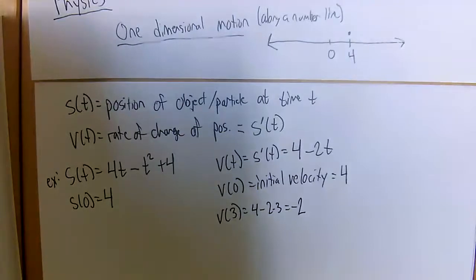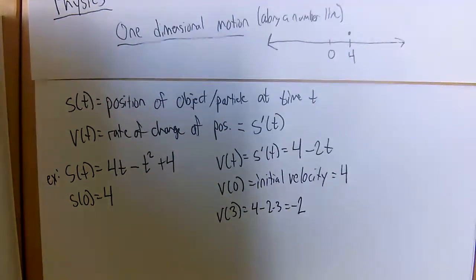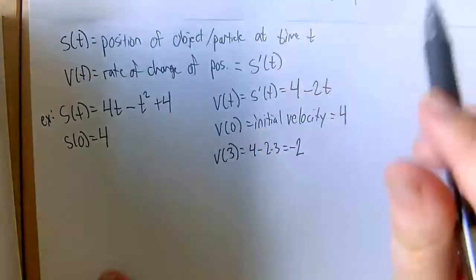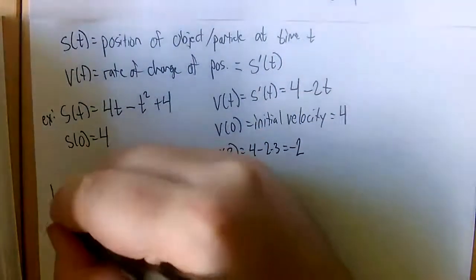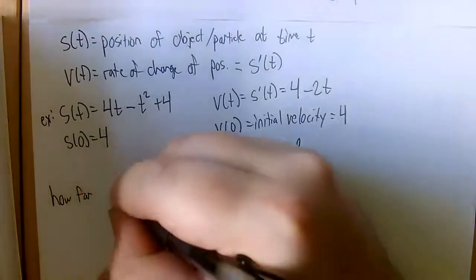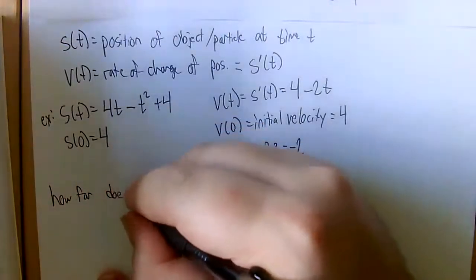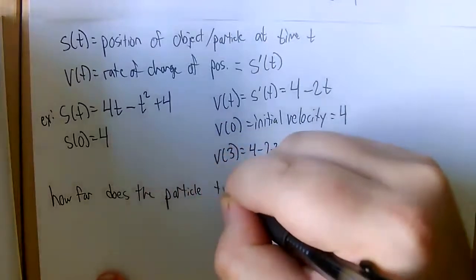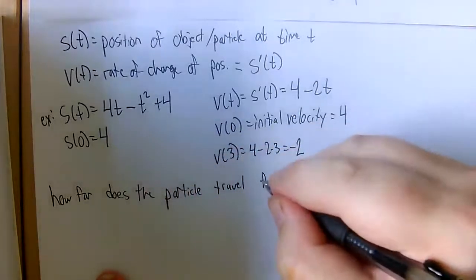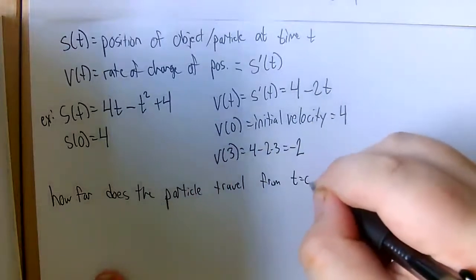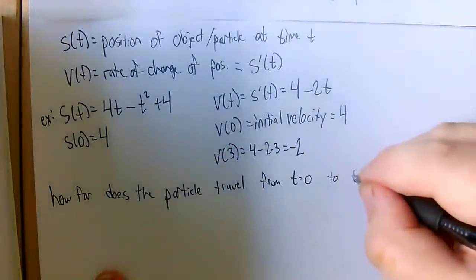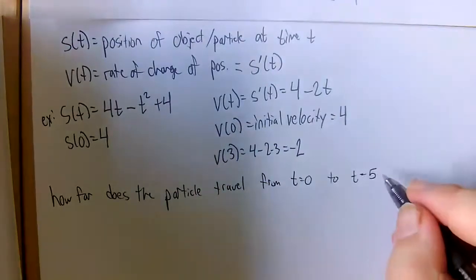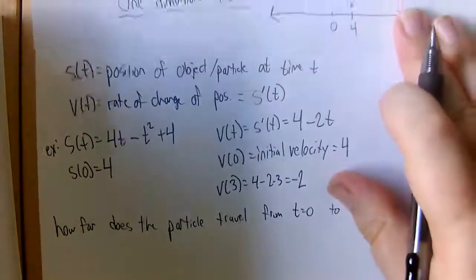Okay, now I want to figure something out here. So I was kind of exploring what these meant here. I want to check something out. How far does the particle travel from t equals 0 to t equals 5? That's going to be my question here.